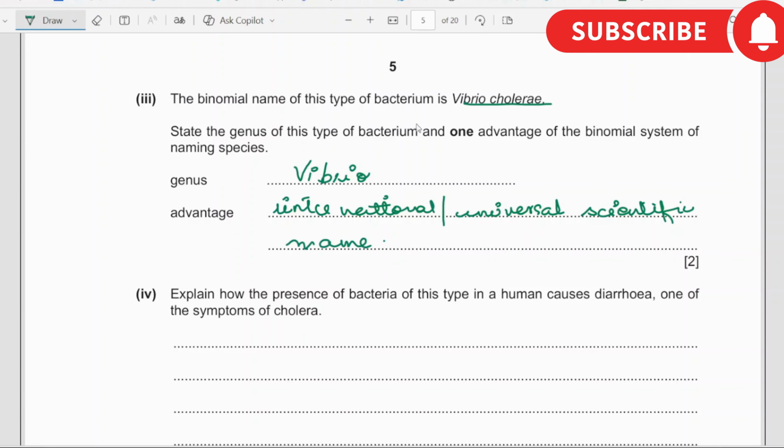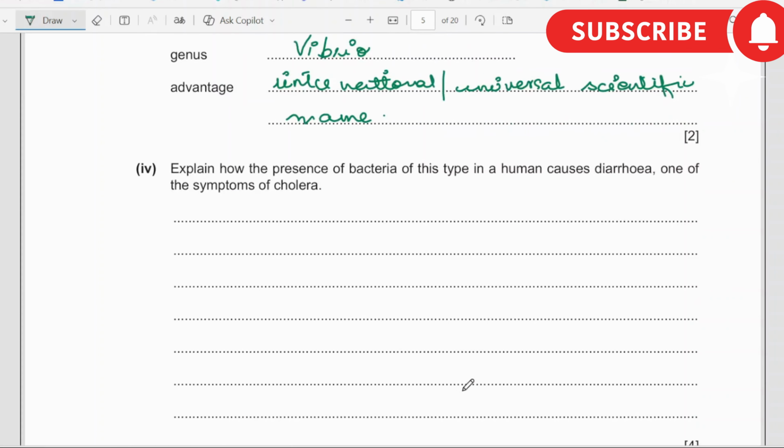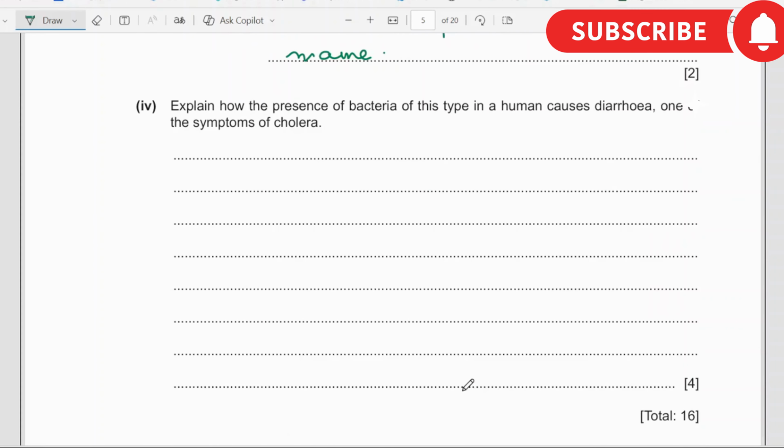Okay. How does the presence of bacteria of this type in humans cause diarrhea, one of the symptoms of cholera? You have to tell the whole process for 4 marks. Okay. Take your time. Write the points and then tell me.